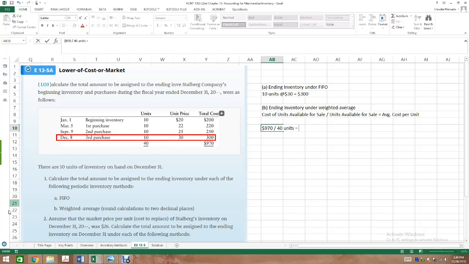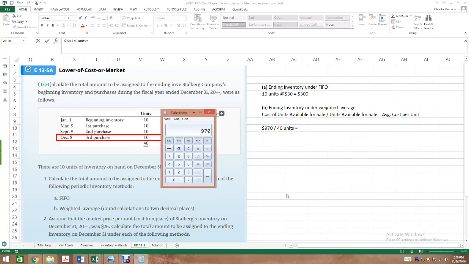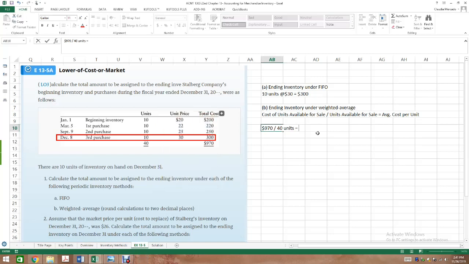So now let me get my calculator out. Okay. So I have 970 divided by 40 units. So each unit is going to be worth $24.25. Okay.